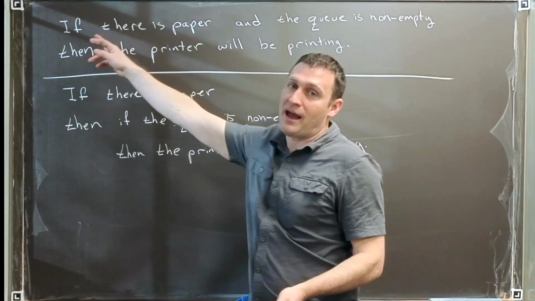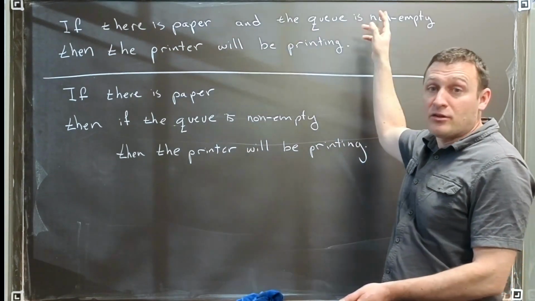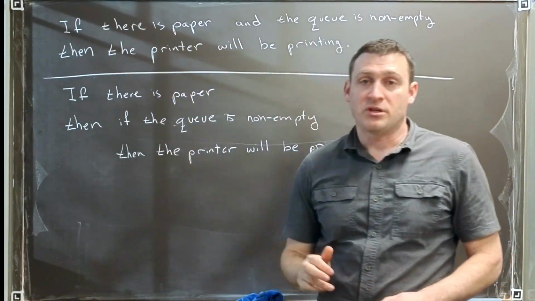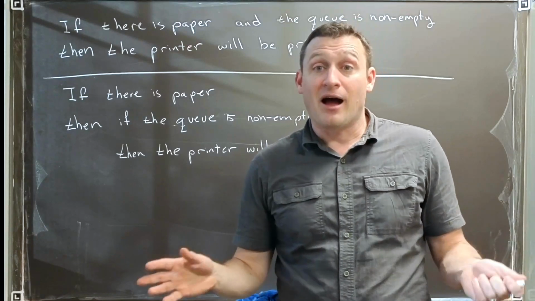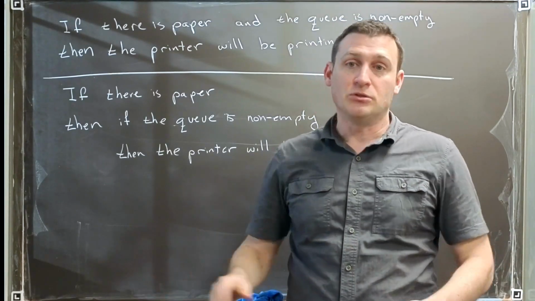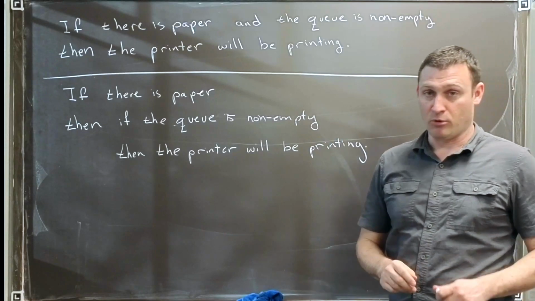We should design for the fact that if the printer has paper and the queue is not empty, then the printer should be printing. We don't want printers to be sitting there idle when there's a job to do and they're able to do it. So that's the goal of our printing program.